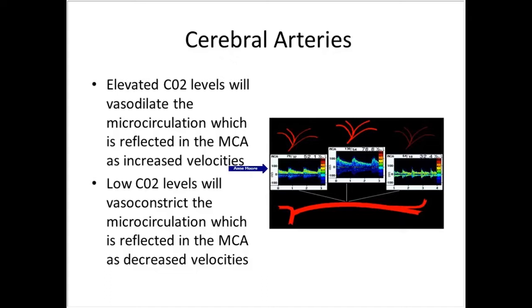So here's an example of normocapnia, if you will, with a normal MCA flow velocity. And when we see the microcirculation dilate, as you can see in this middle segment, MCA flow velocities increase. And again, with vasoconstriction of the microcirculation, then we see a decrease in MCA flow velocities.